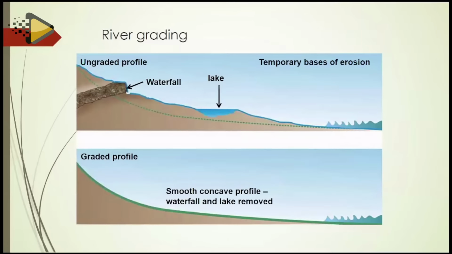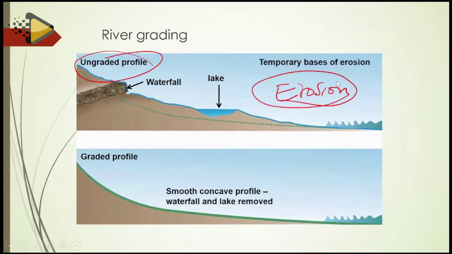Now, what we have here, we have river grading. We have two grades: we have an ungraded river. This is where you are going to have turbulent flow. Why do you say this river is ungraded? Because there are nick points along the course. And then there is dominant erosion. There is dominant erosion because there are still obstacles along the course of this river.